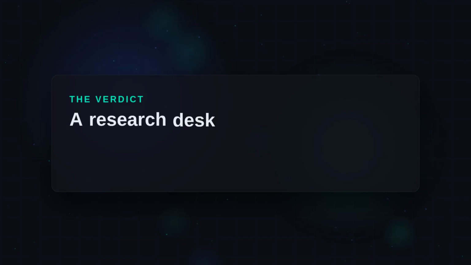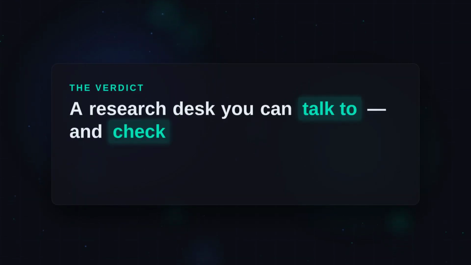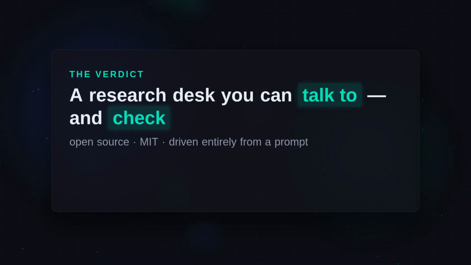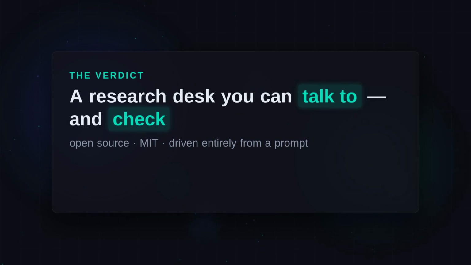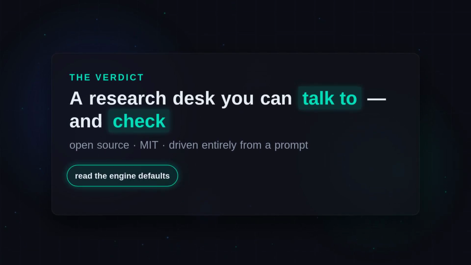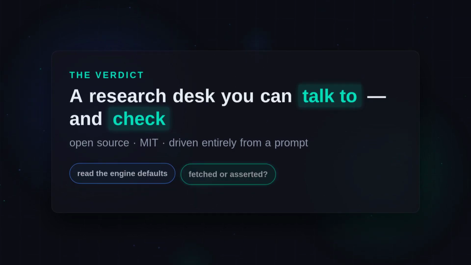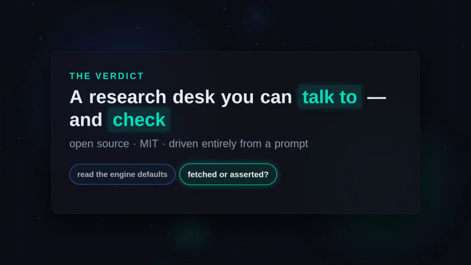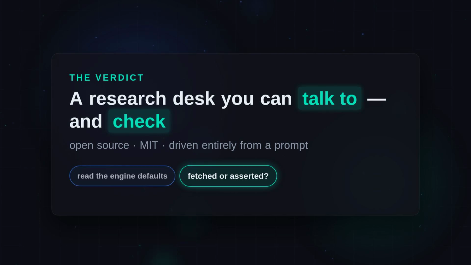So that is the tour. A 4-month-old open source research desk driven end to end from a prompt. It resolves tickers, pulls live exchange data, writes strategies and runs them, sets up comparisons for the price of one sentence, tests its own results against noise, and runs a team of agents in the background while you go and do something else. It is free, it is MIT licensed, and every artifact lands on your disk.